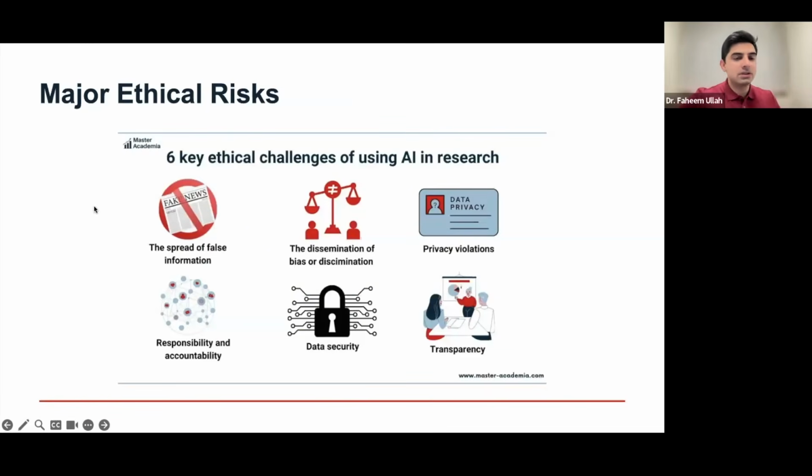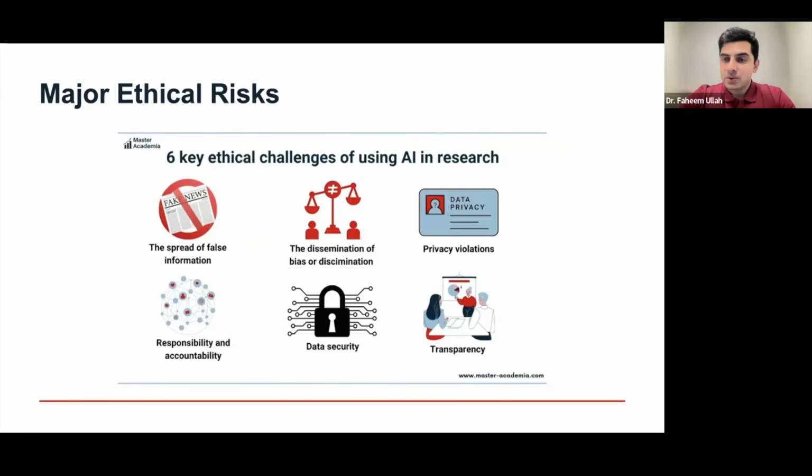Okay, now what are the risks here, right? The first one is the spread of false information. For example, you're putting something which is generated by AI, it might be hallucinated, and it is getting published everywhere. So in a way, we are not contributing to the field. We are rather damaging the body of knowledge, right?